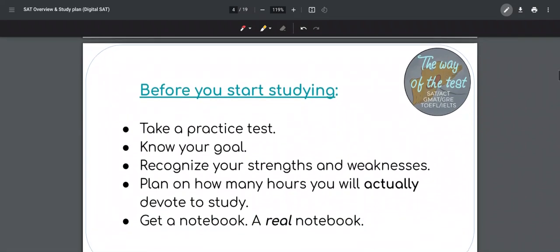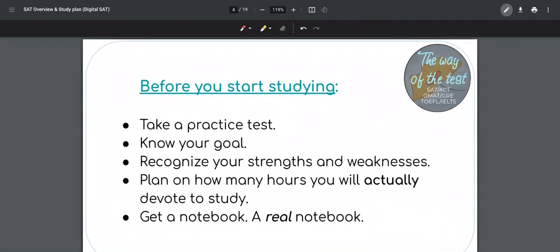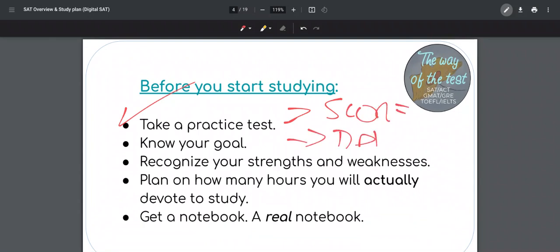Okay, now we're going to see what you should do before you start studying. Before you start doing your study plan, you have to take a practice test. This is very important so you know where you are exactly in the level of the SAT. Now you want to record your score and the date on which you took the test, and from there on you can see whether you're improving or not improving from your base score.